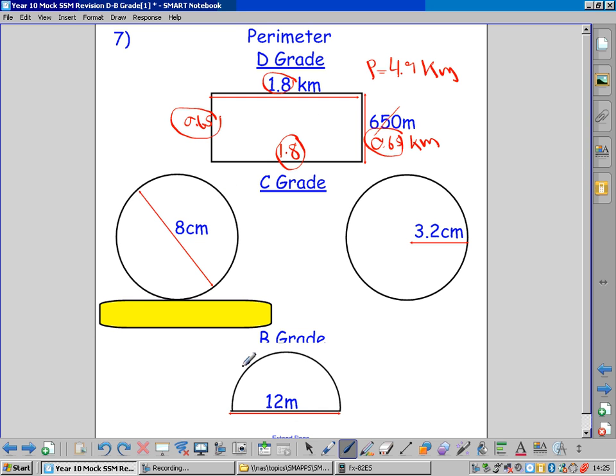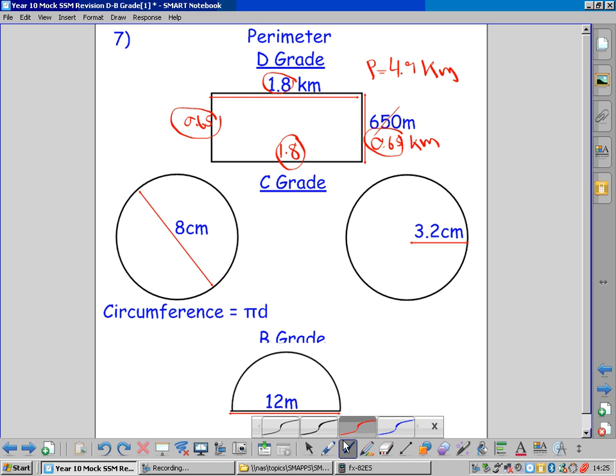The perimeter of a circle is called its circumference. It's just another word for the distance around the outside of it, if you were to walk around it. And the formula is easy, but people forget it. The circumference of a circle is pi times the diameter, pi d. The diameter being the distance across the circle through the center.